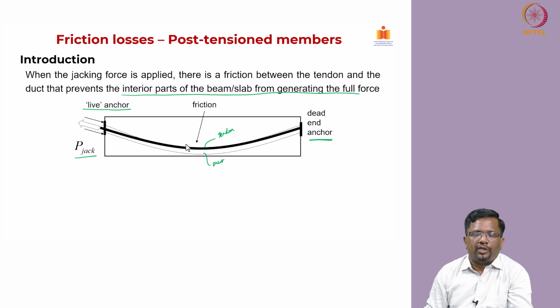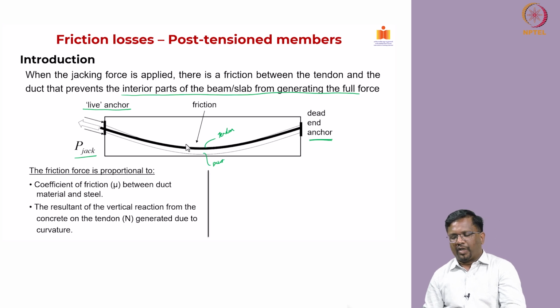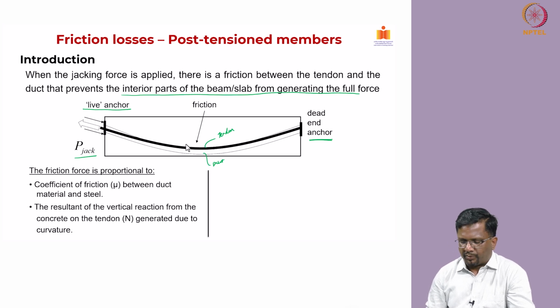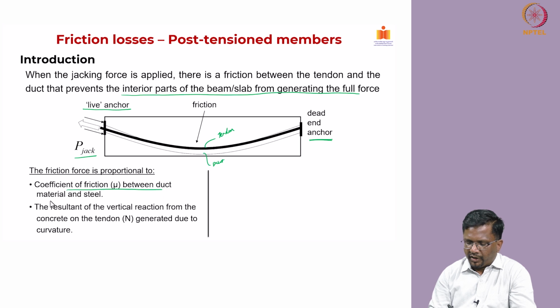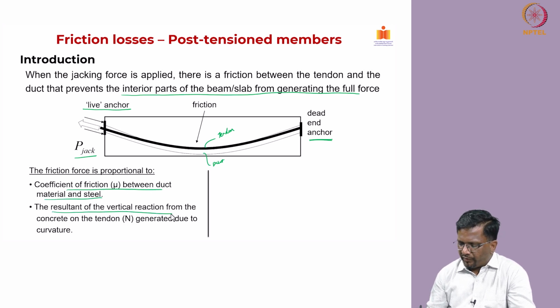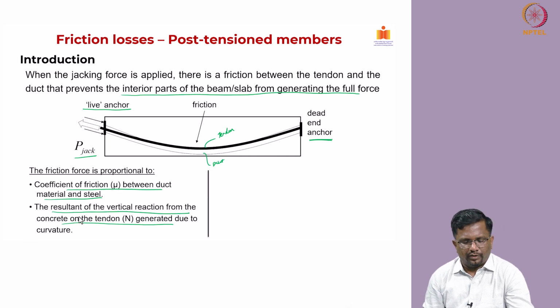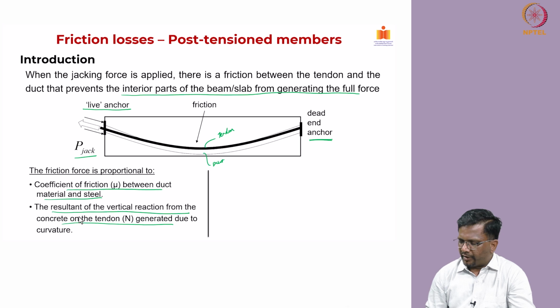In this process it is going to create some friction forces that will prevent the full pre-stressing force from getting transferred to the concrete. So we have to account for that. Now this friction force will of course be proportional to the coefficient of friction between the duct material and steel, and also the resultant of the vertical reaction from the concrete on the tendon generated due to the curvature. Now the curvature of the cable profile also will come into the picture, that we will see from a simple schematic.